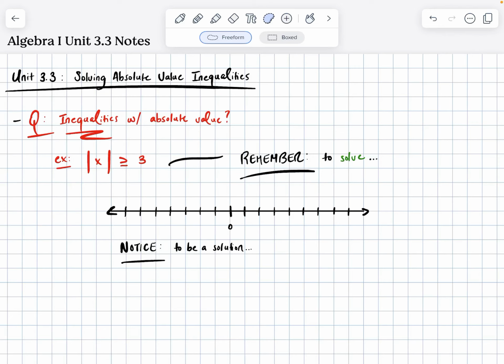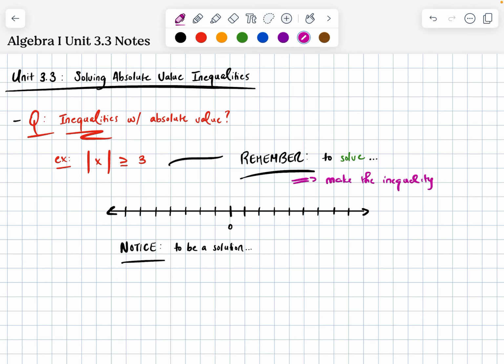But before we even get there, remember, it can never hurt to ground ourselves in our goal. What does it mean to solve an inequality? I'd pause the video, but you know it so well I don't even have to. To solve an inequality means to make the inequality true. So to solve, again, my goal, I'm trying to make my statement true.